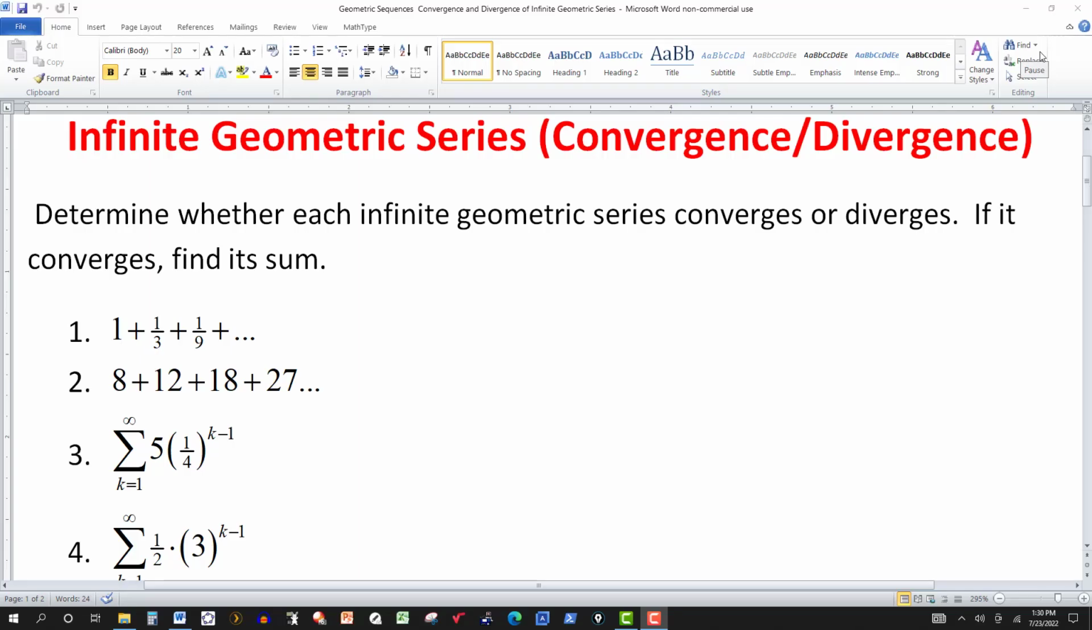In previous videos, we looked at how to find the nth term of a geometric sequence, that is, find a specific term, or find the sum of the terms of a geometric sequence where it was a finite sequence. In this video, we're going to look at how to compute the sum of an infinite geometric series, if it exists. So let me just show you the problems that we have here.